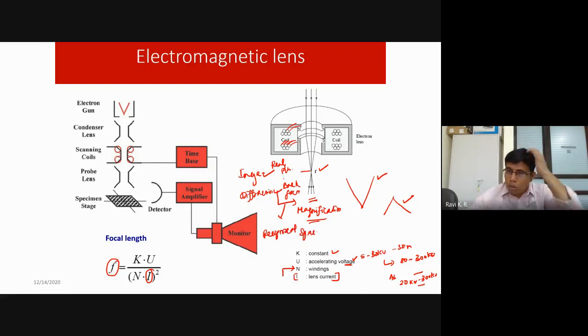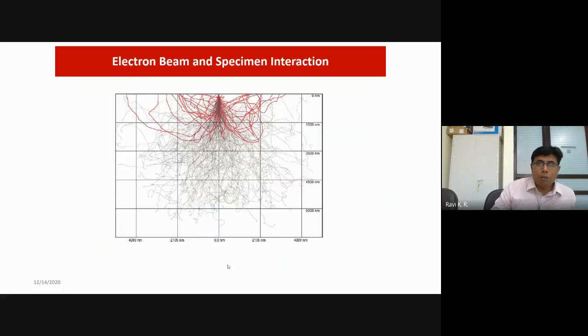Okay, so those modes we can also control by controlling the electromagnetic lens current. That is what we will discuss more about this electromagnetic lens in the TEM part. Now this is the most important thing that you need to understand. So far, what we did is how to generate electrons, then how to accelerate the electrons, then how to focus the electron beam on the sample.